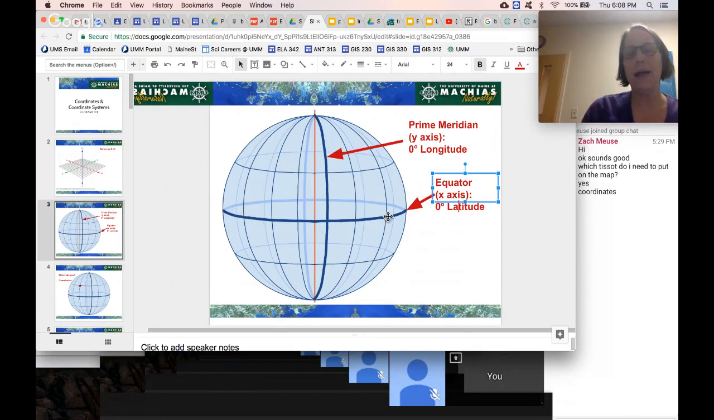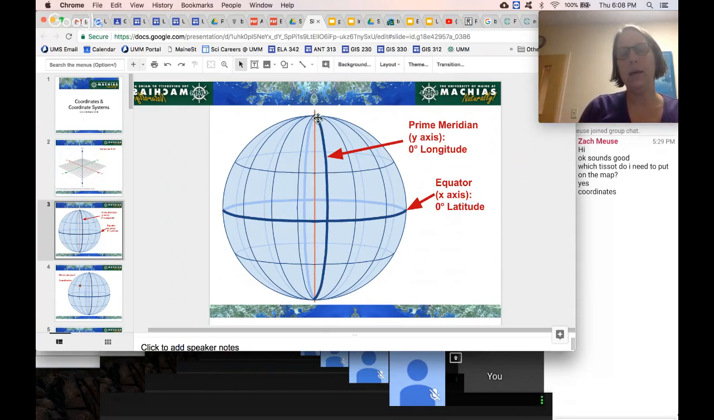And so the equator is the x-axis, just as the x-axis is all the places that have a 0 y on our usual Cartesian grid. And then we have this prime meridian, which is right here. The prime meridian is all the places that have 0 longitude. That is our y-axis. So the prime meridian is the y-axis. The equator is the x-axis.